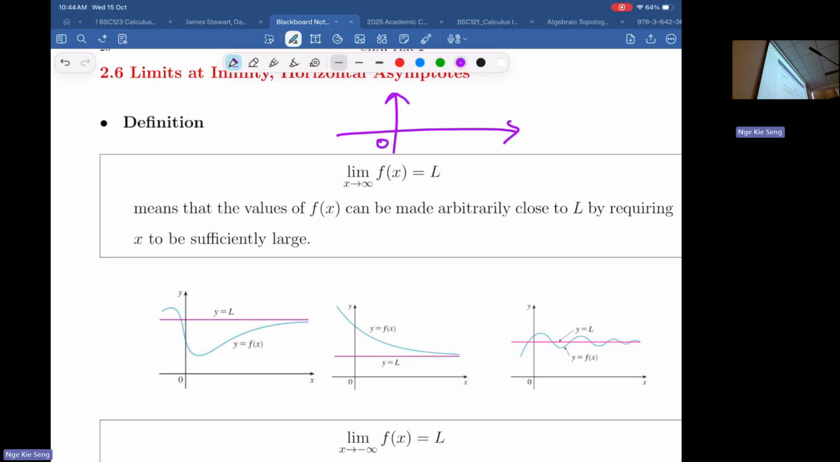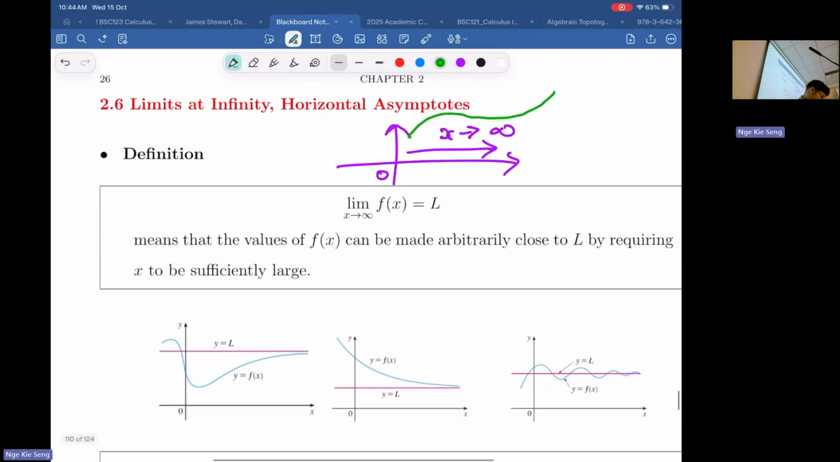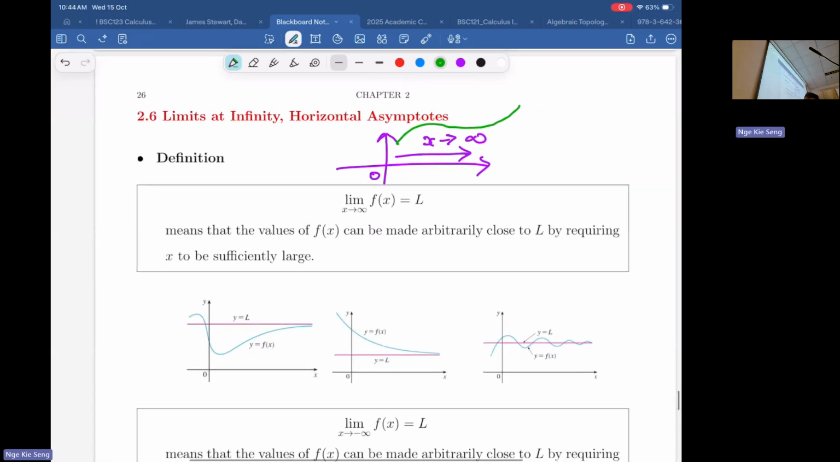Let's draw a picture here. Your x is going to infinity like that, and you want to see what happens to your function, how your function grows when x goes to infinity. Let's say your limit is equal to L. That means that when x goes to infinity, it will try to hit some line, y equals L. Then we say that the limit of f(x) is L when x goes to infinity.